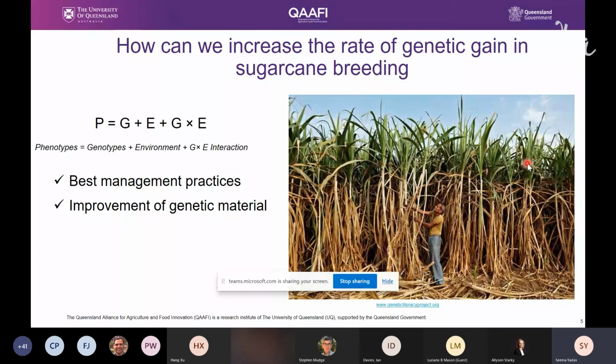through some novel, emerging technology like geospatial, artificial intelligence, and precision agriculture. They are all utilized in sugarcane breeding to improve management decisions. But the main area we need to improve sugarcane productivity is the improvement of the genetic material of the modern sugarcane cultivar.